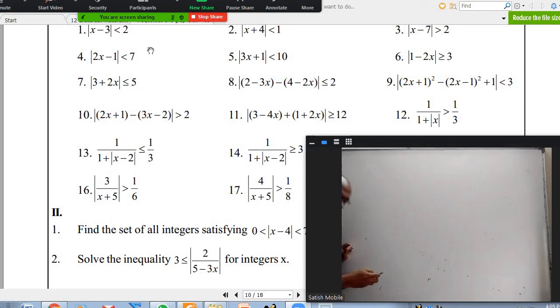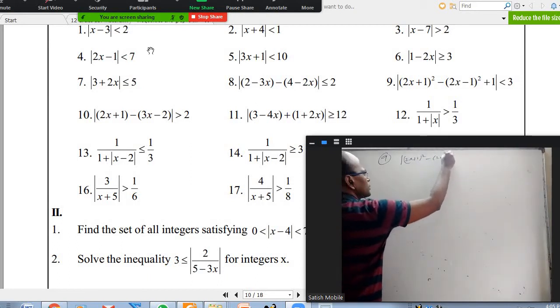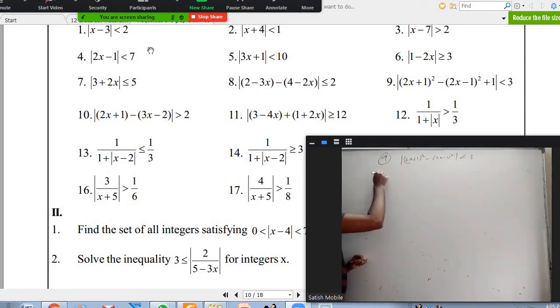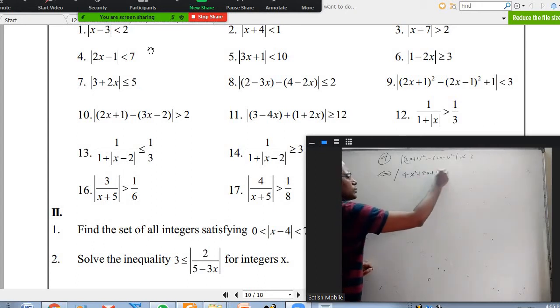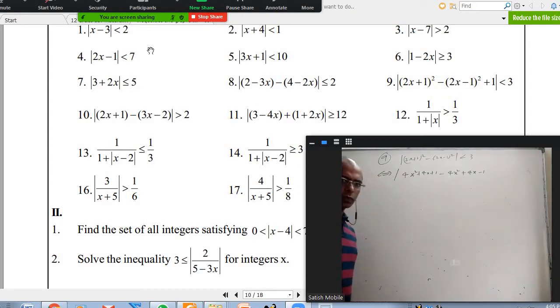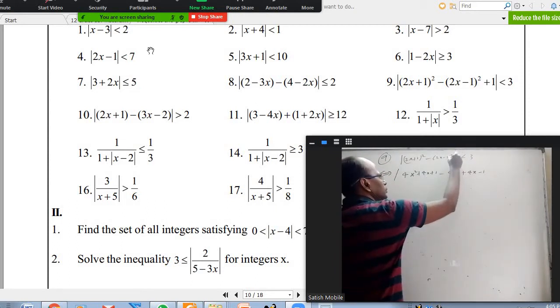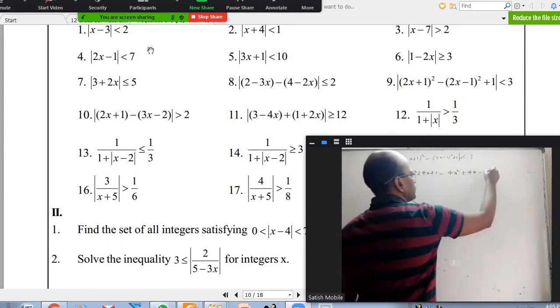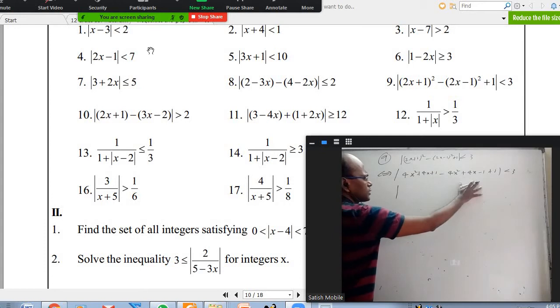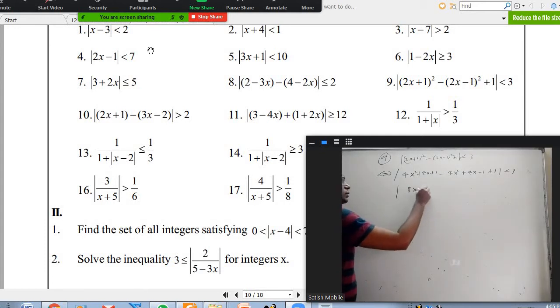Okay. So ninth one, just expand. Mod 2x plus 1 whole square minus 2x minus 1 whole square is less than 3. When you expand, you'll get 4x square plus 4x plus 1 minus 4x square plus 4x minus 1... Oh, plus, thank you. Plus 1 less than 3. The 4x square will cancel, this one will cancel, we'll get 8x plus 1 less than 3.